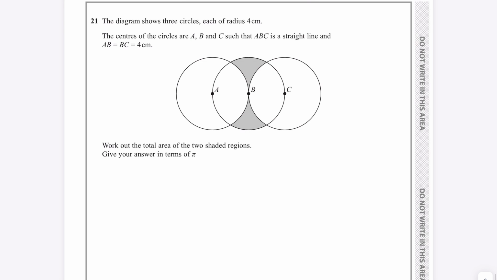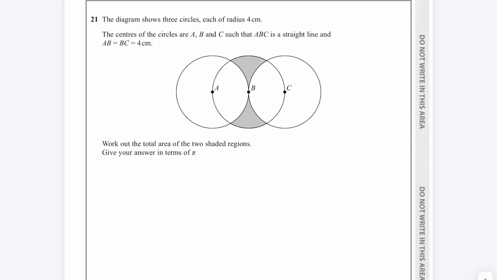And then moving on to the final question, which is question 21. This is the trickiest question on this paper. So the way we're going to find the shaded region in this question is, just to clarify on the left, hopefully that gives me a circle. Let me try again.